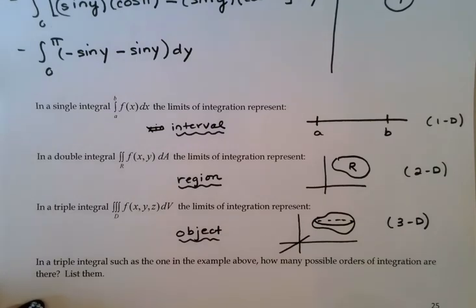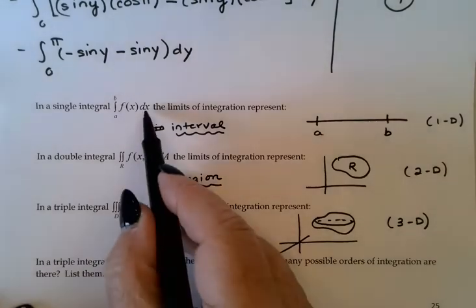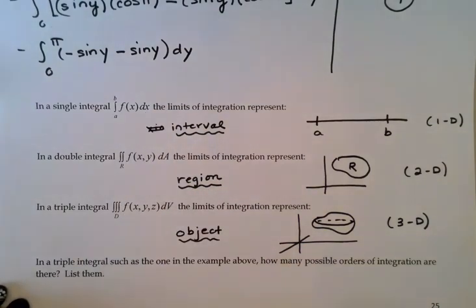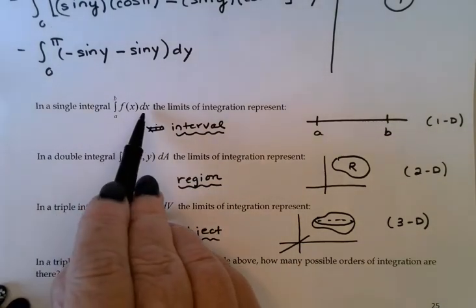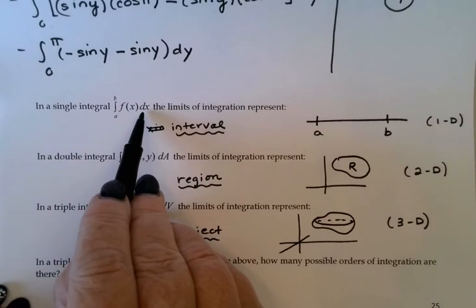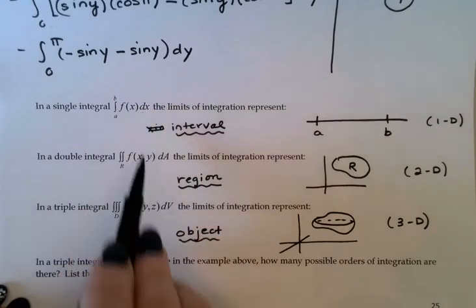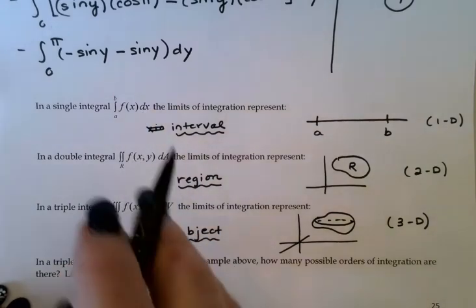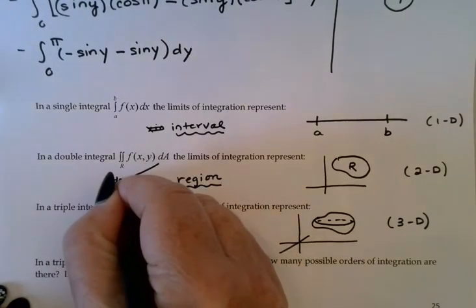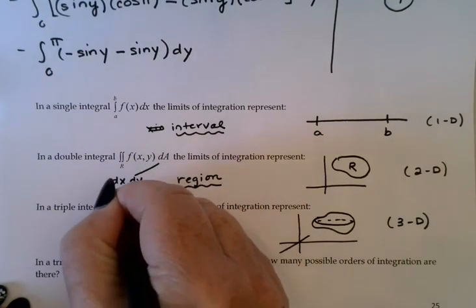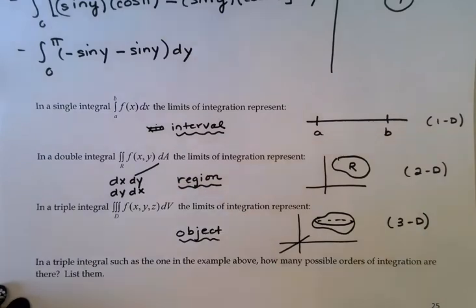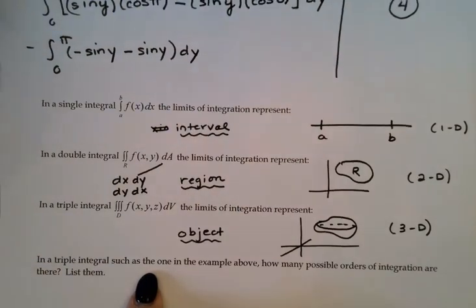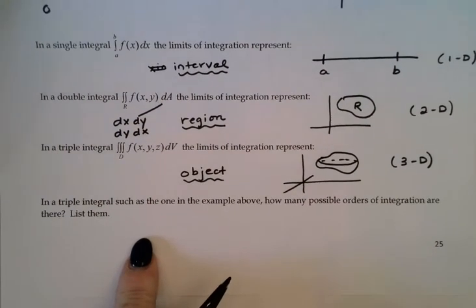All right, let's think about the differentials. There was only one way to write the differential here because there is only one differential, dx. We saw that in the double integral, we could either do dx dy or dy dx. There were two ways, two orders that we could do that in. What about now? How many possible orders of integration would we have?